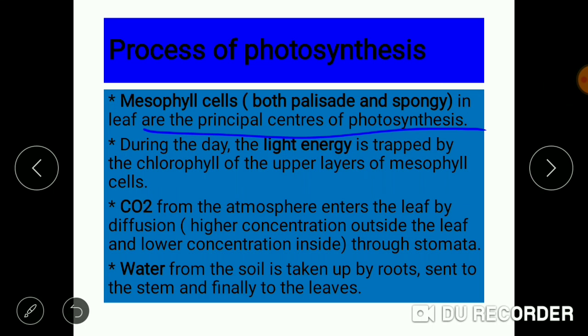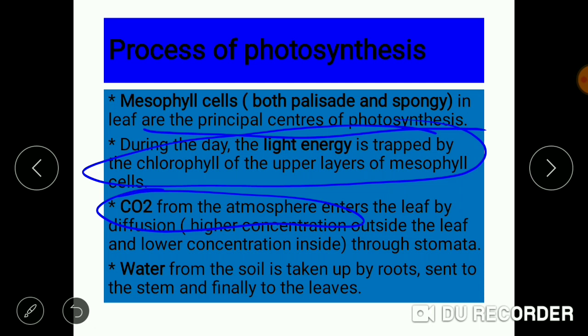During the daytime, the light energy is trapped by the chlorophyll, which is present on the upper layers of the mesophyll cells, and CO2, which is present in the atmosphere, enters the leaf by diffusion. It moves from higher concentration outside the leaf towards lower concentration inside the leaf through the small pores, stomata.